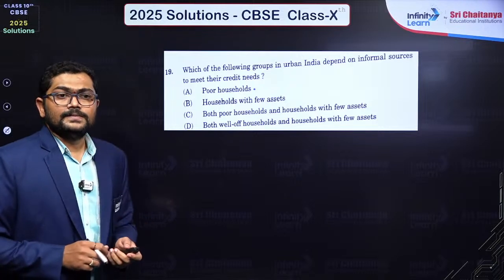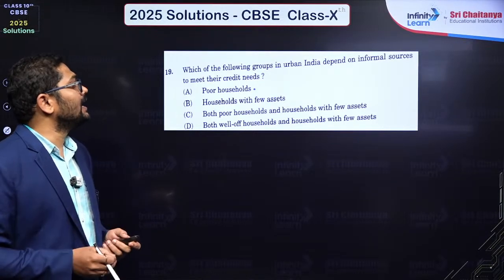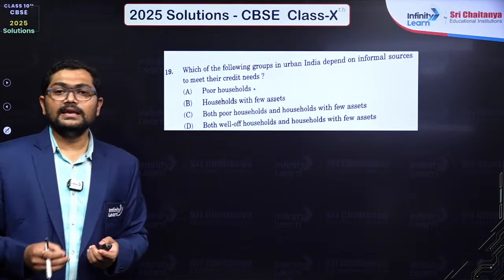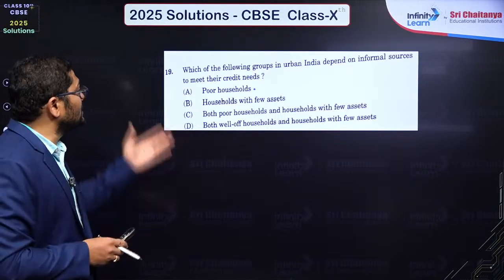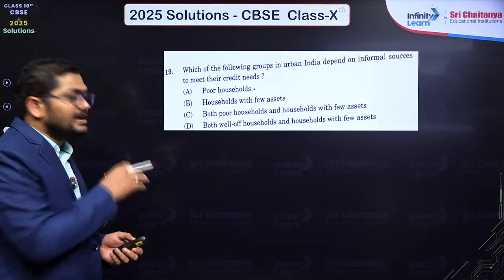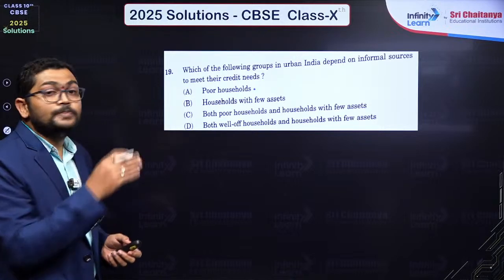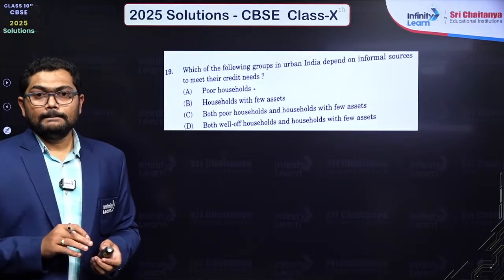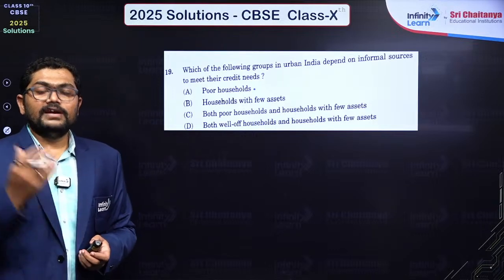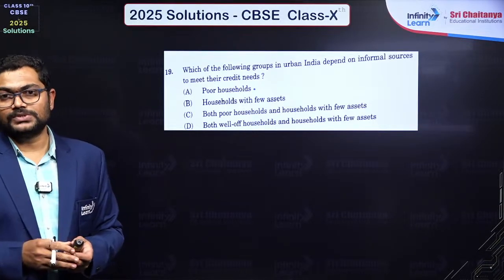Then the 19th: which of the following groups in urban India depend on informal sources to meet their credit needs? This is from Money and Credit, chapter number 3 from Economics, where some pie charts are given with respect to the households living in urban India, from where they are getting the credit, either the formal or the informal sources.